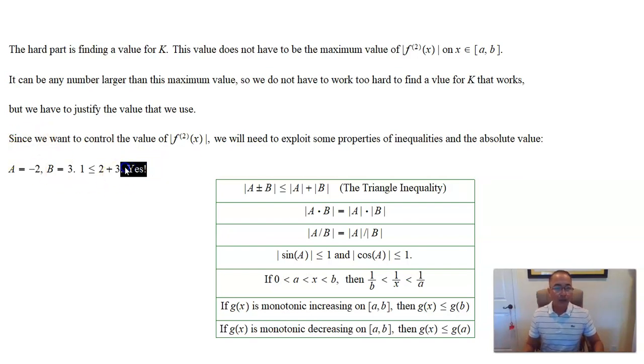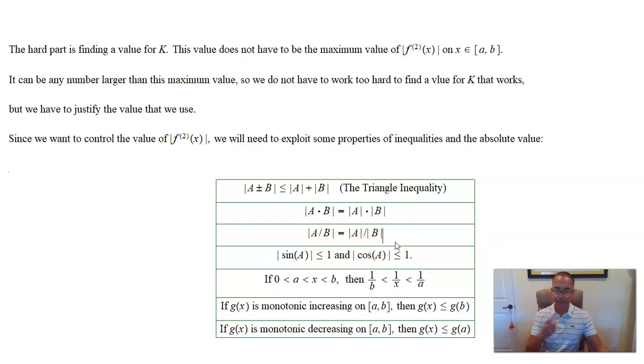What else do we know? Well, we know properties of absolute values. If you multiply two numbers, the absolute value of the product is equal to the product of the absolute values. Same for a quotient, of course, b cannot be 0.